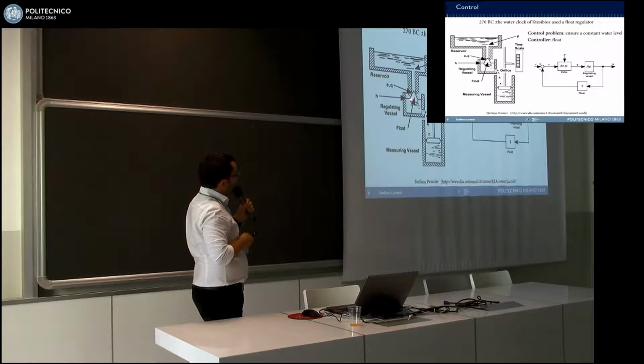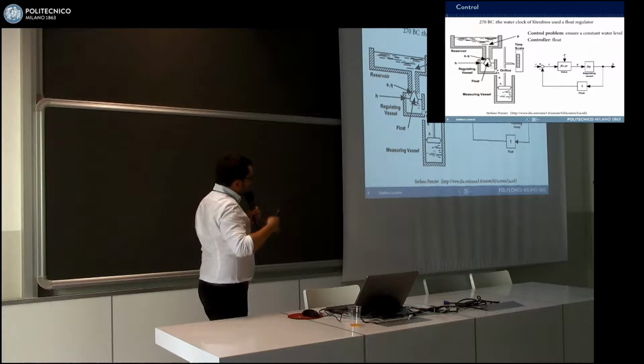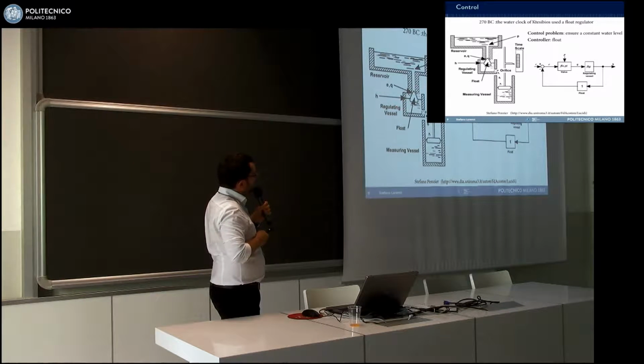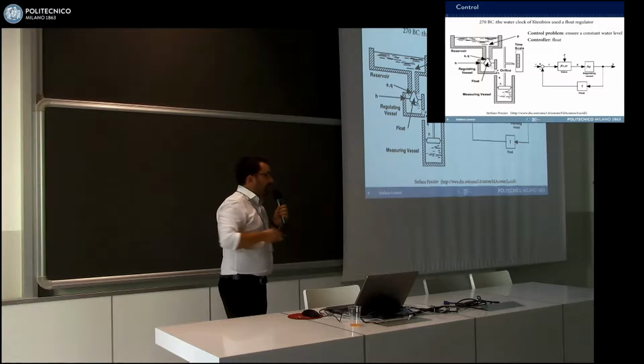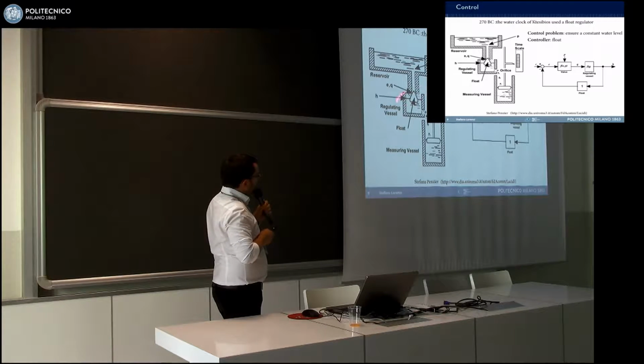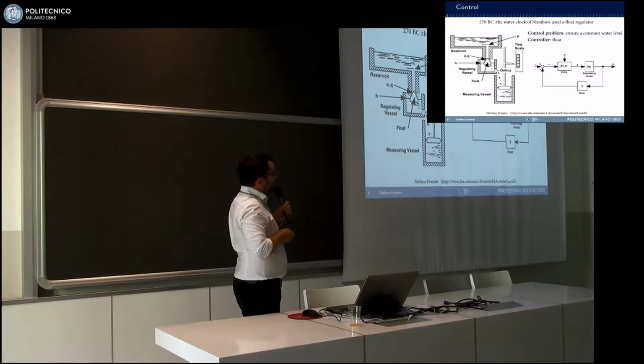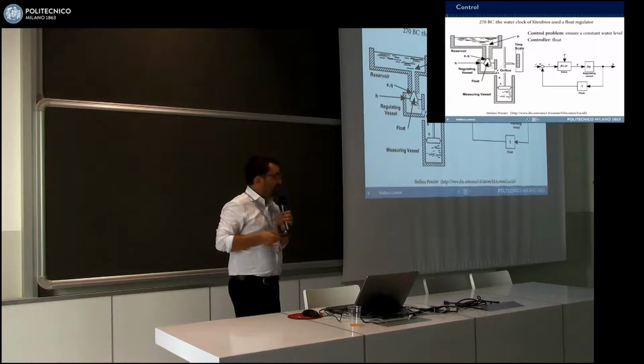He used a float. So in this case, he tried to keep the level of the water as constant as possible, because if the level goes down, this float allows some water flow rate to come down from a reservoir, and then when the level is too high, this float will close this hole in order to stop the mass flow rate. So we can also depict this feedback system with this graph.